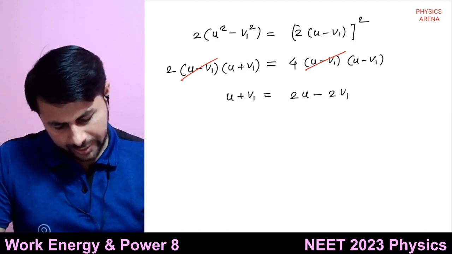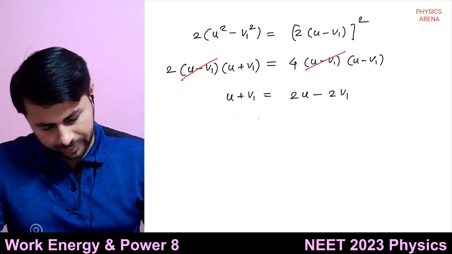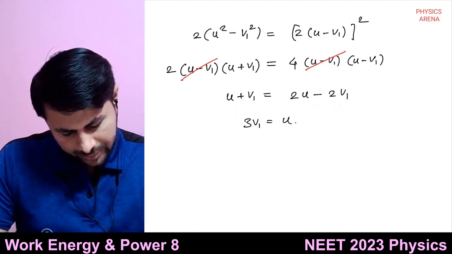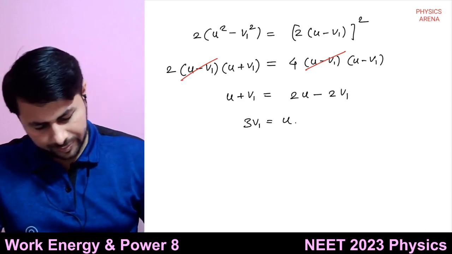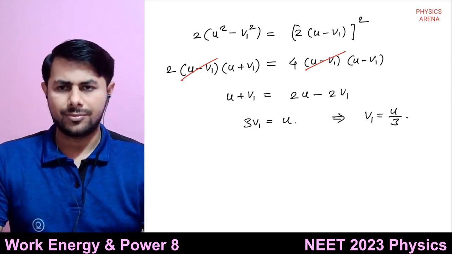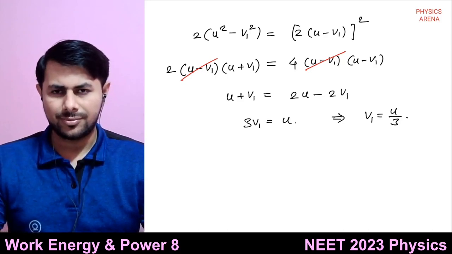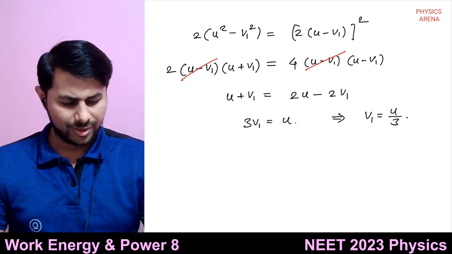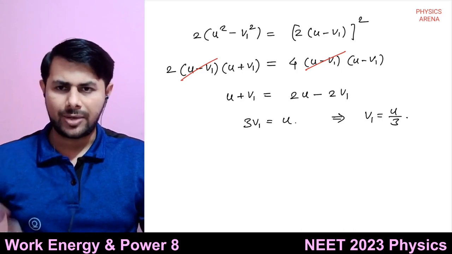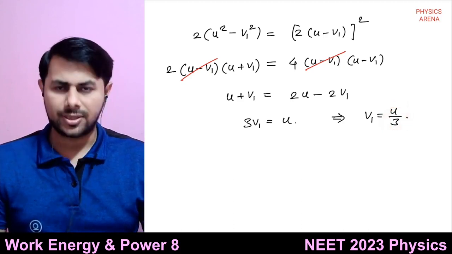And then we get 3v1 equals u. This is what we get. So v1 is equal to u by 3. Okay, clear till this point? Okay, so we found the final velocity of first body. Its initial velocity was u, final velocity is u by 3.